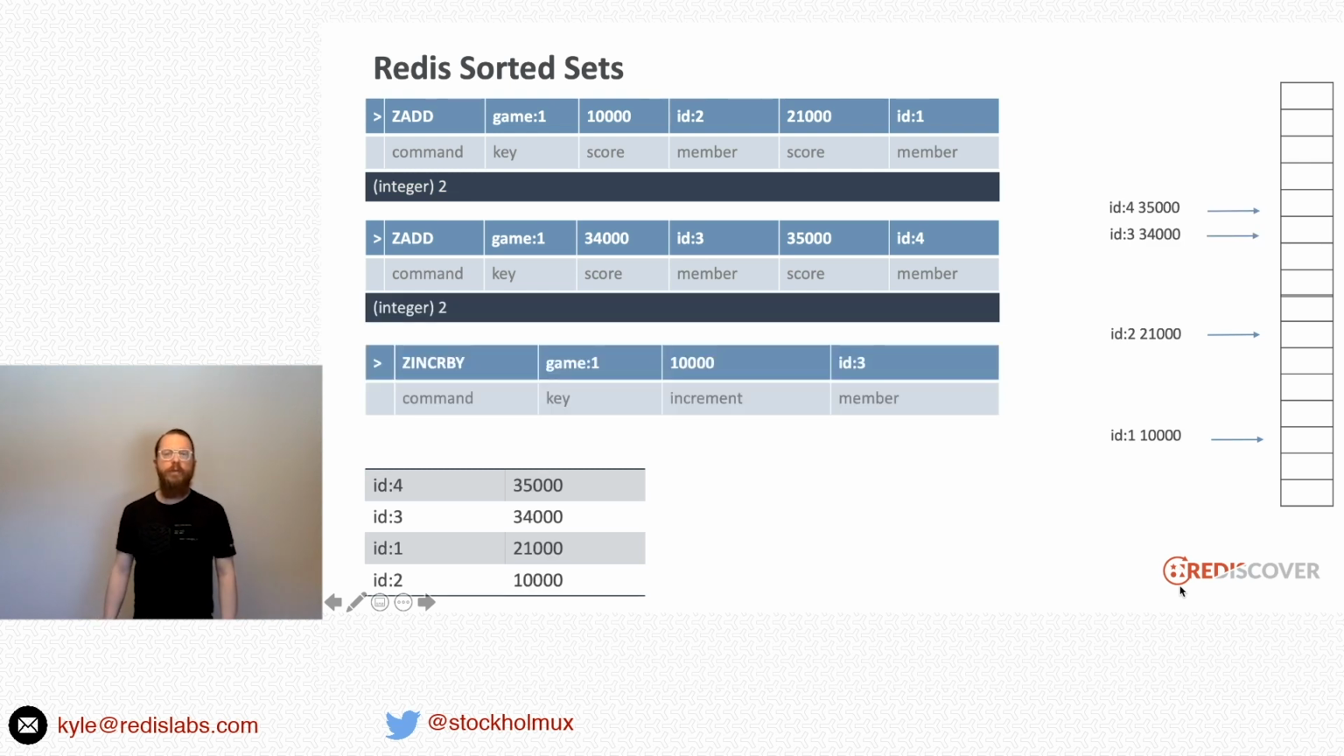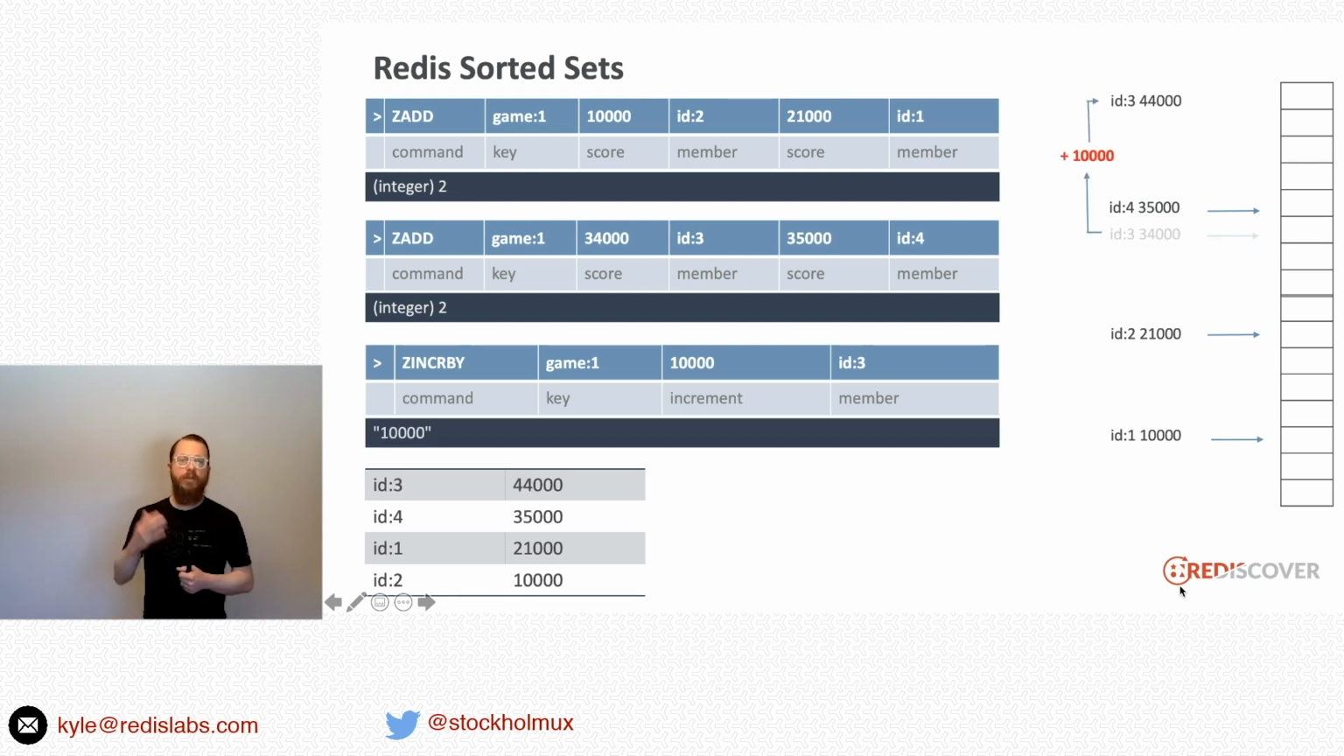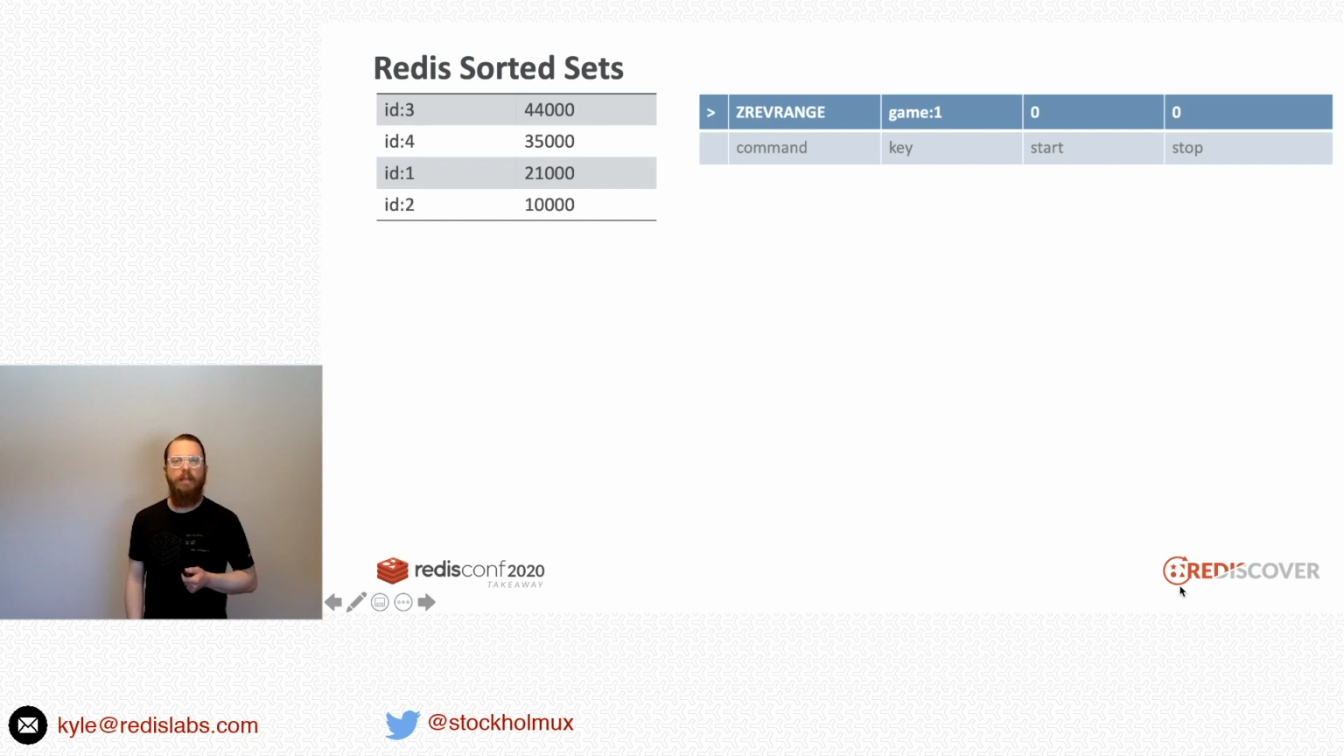So then we're going to use ZINCRBY. We're going to increment that value, just like we used HINCRBY, but this is for a sorted set. And we're going to increment that score, right? So ZINCRBY game1 is our key. And then the increment comes first this time. So we're going to add that value to ID3, which then changes it again. And it's going to return back, just like HINCRBY returns back, the new value that you have. Okay, so let's further work on this. Let's get the start and end.